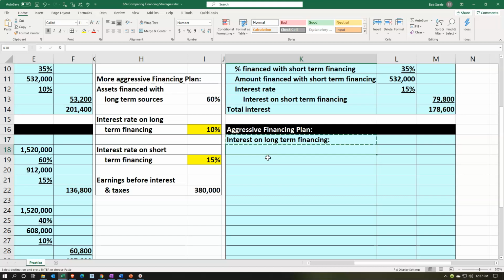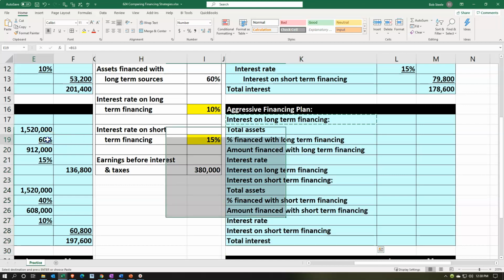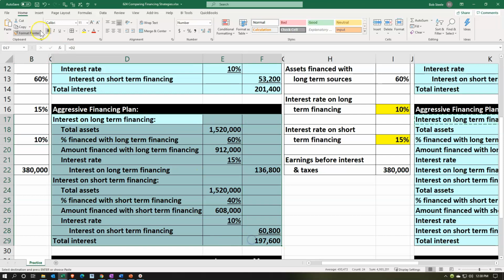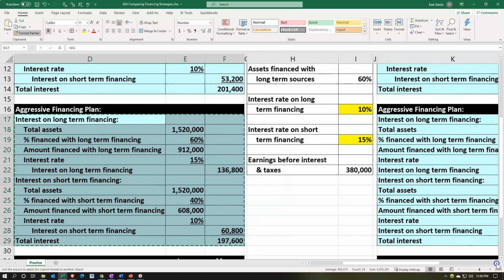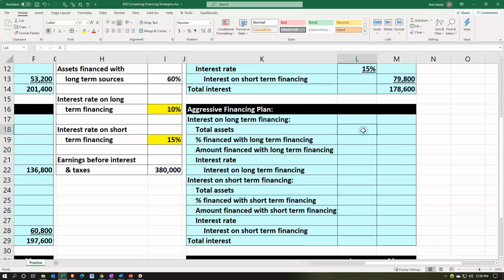Control C, down arrow, holding down Shift, down, down, down, down, down. Control V. Then I'm going to use the Format Painter, selecting the entire blue box, and then go up top to the Home tab, Clipboard, Format Painter, back to the right. I'm just going to click that top blue box right there, and that should format the entire thing for us.